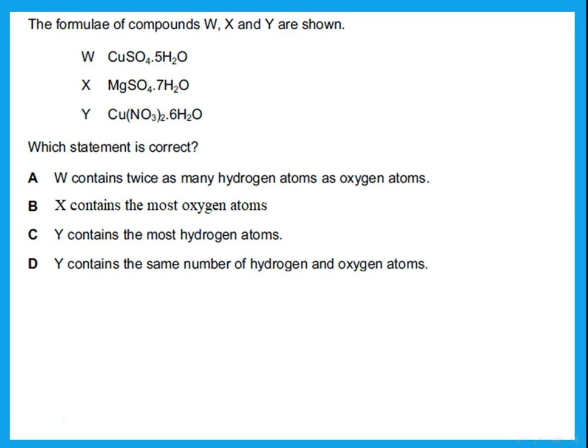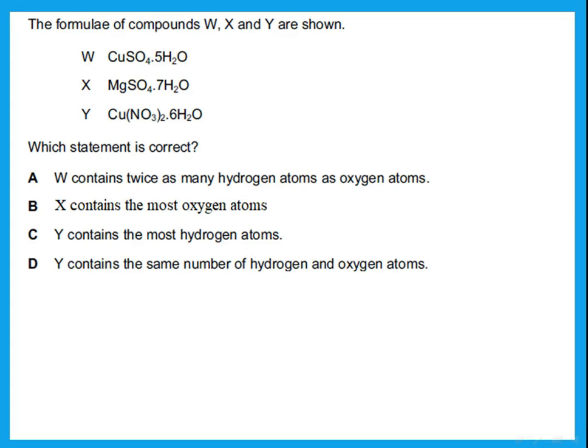Okay, the formula of compounds W, X, and Y are shown. Which statement is correct? Again, let's take a look at each of them. He says W contains twice as many hydrogen atoms as oxygen atoms. W has how many hydrogen atoms? It has 10. Now, how many oxygen atoms? It has 4 plus 5, and that's 9. So this statement is wrong. Are you following? X contains the most oxygen atoms. Okay, how many oxygen atoms in X? It is 7 plus 4, that's 11.